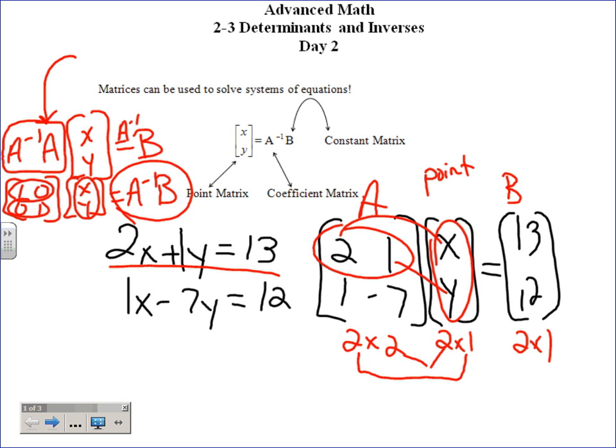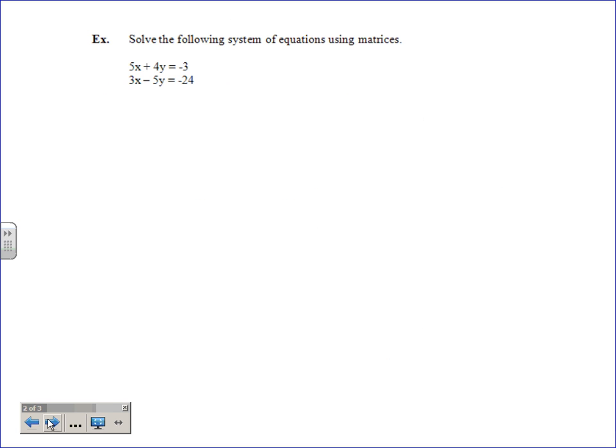So now you know why we spend so much time taking the inverse, knowing how to do it. Because all you have to do is take the inverse of that coefficient matrix, that's what this is called, times the solution matrix. Boom, answer. And that's why it works. Okay, so let's try it. Here's a 2 by 2. Again, elimination or substitution might take a while.